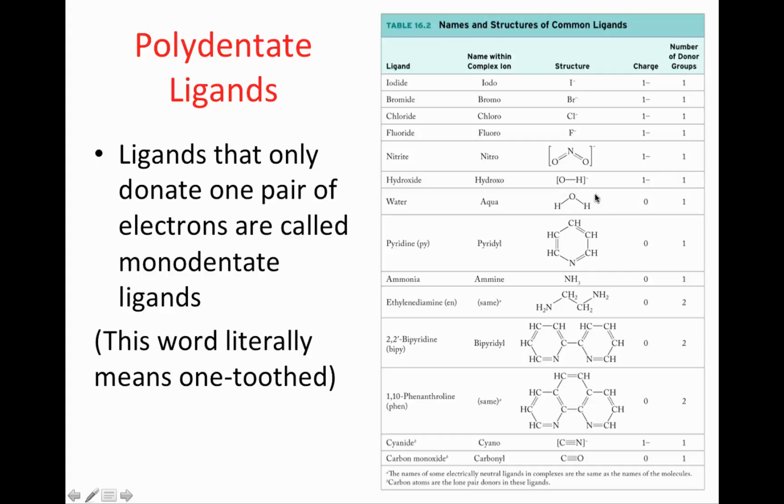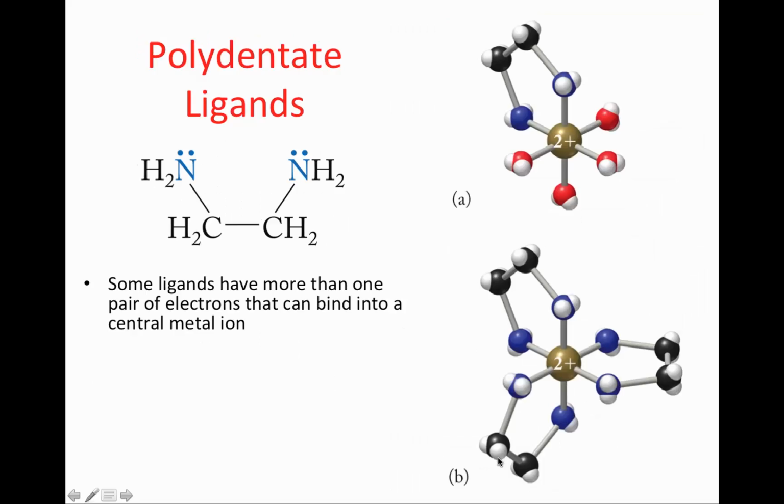Hydroxide was a monodentate ligand, as was water. Ammonia, we know its Lewis dot structure, just one pair of electrons, monodentate ligand, and so on and so forth, cyanide, carbon monoxide. And again, we've got these names for all of these: ammine, cyano, carbonyl, and so on. So once again, polydentate ligands exist, and not only do they exist, but they're actually really important for a variety of reasons, and we'll explore some of those.